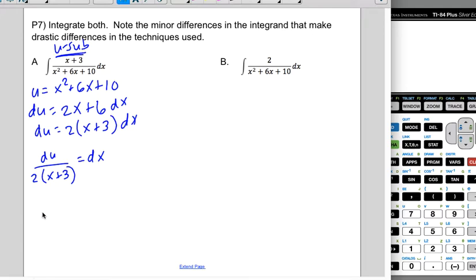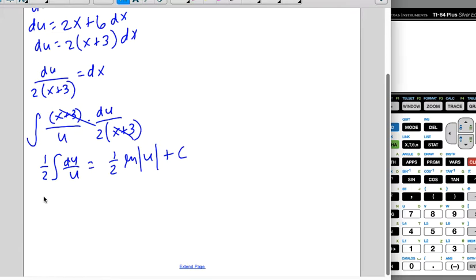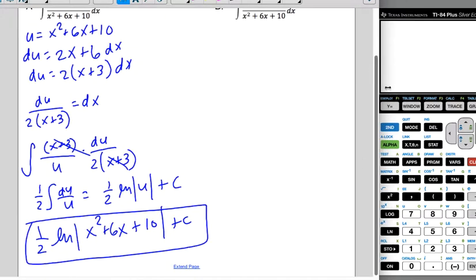So I'm going to say, cool, that's going to be x plus 3 on the top over u times du over 2 times the x plus 3. The x plus 3's cancel. I get that this is 1/2 times a natural log, so 1/2 the natural log of the absolute value of u plus c. My final answer will be 1/2 the natural log of the absolute value of x squared plus 6x, I think it's plus 10, but we'll go back up to check, plus 10, all plus c. Okay, so, yep, all right, so that's my answer.